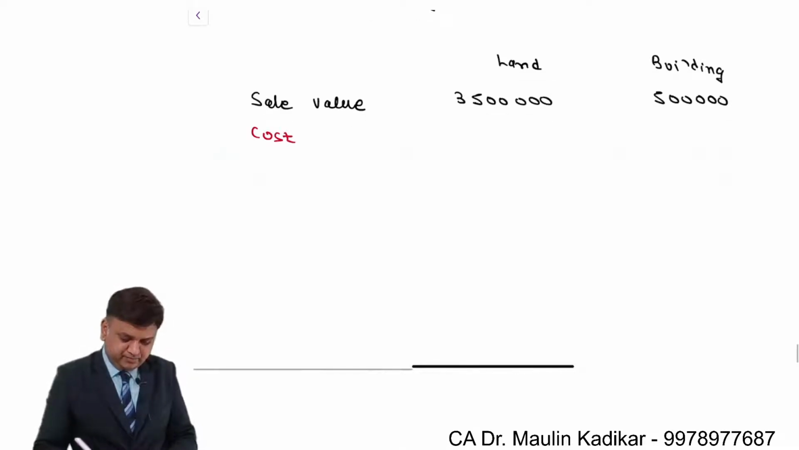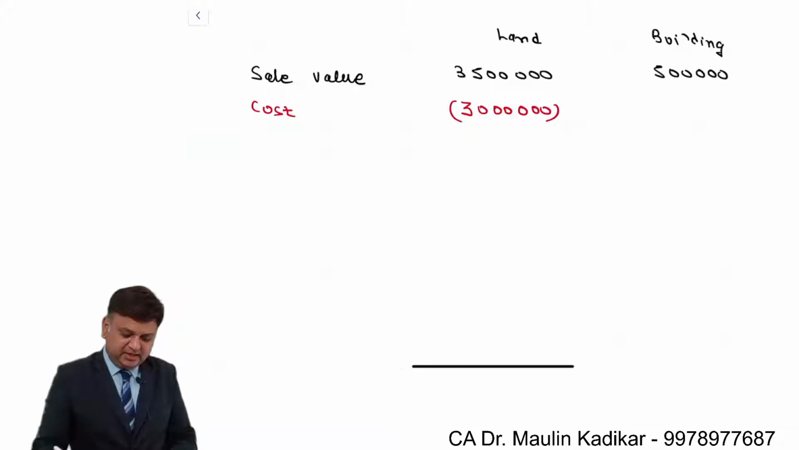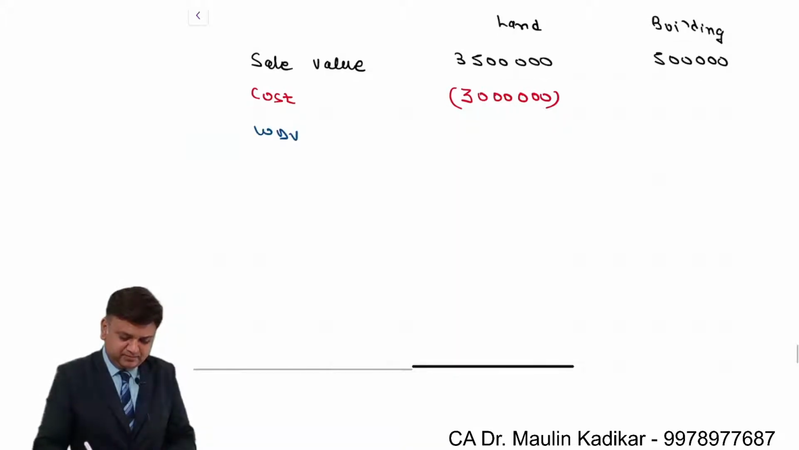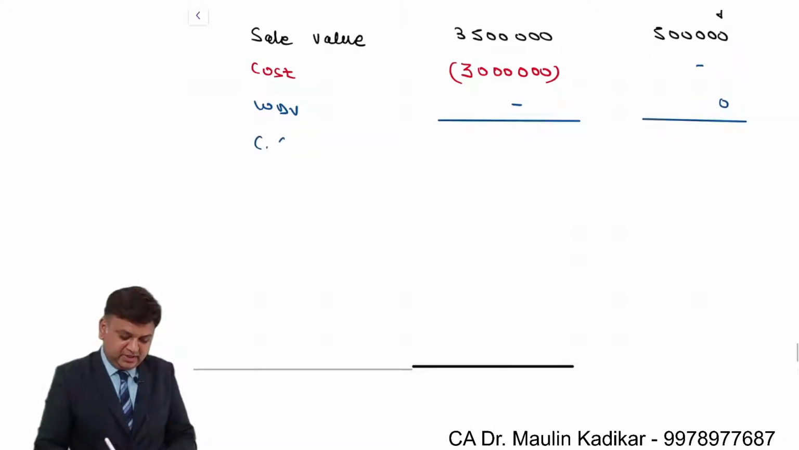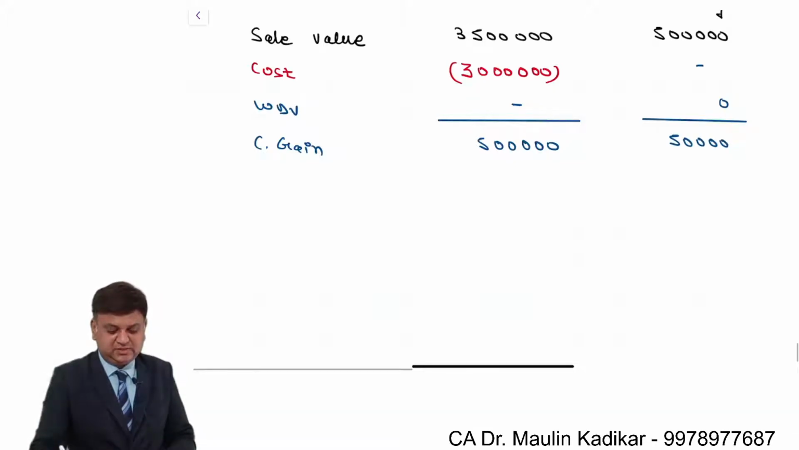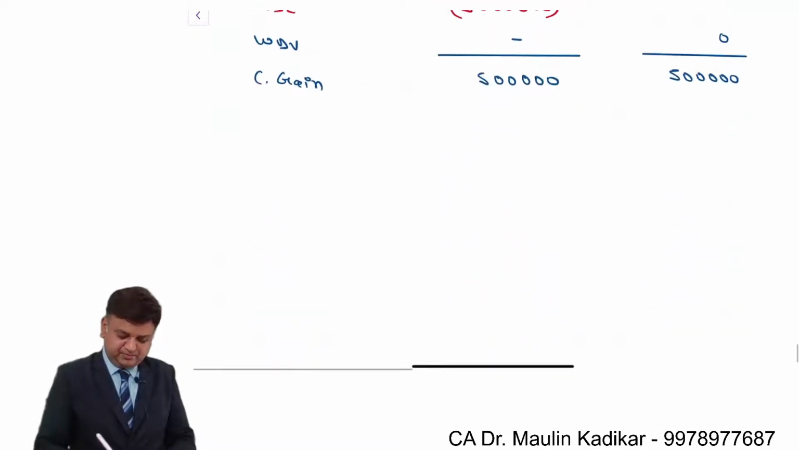Cost. In case of the land, the purchase price was 30 lakhs. No information is provided for indexation, so we are ignoring indexation. And in case of building, we will write the WDV. WDV is 0. So that is capital gain or loss, that is capital gain. Okay, capital gain, it is an amount of 5 lakhs in the first case and again 5 lakhs in the second case. So that is a simple capital gain or loss calculation.